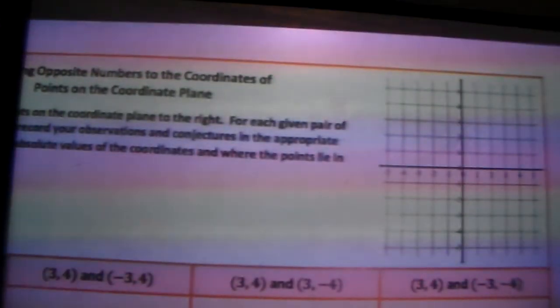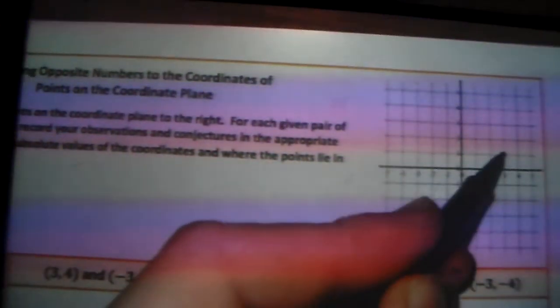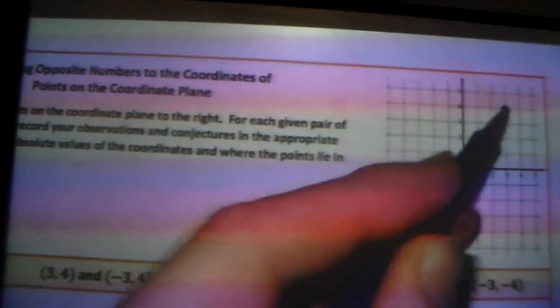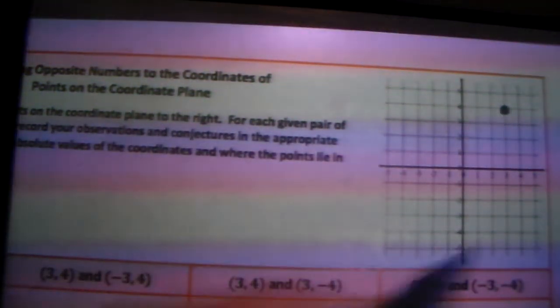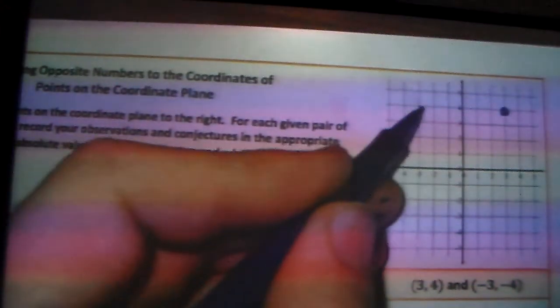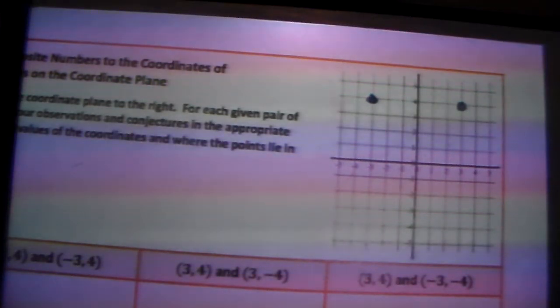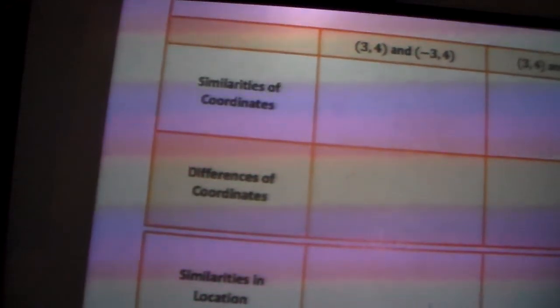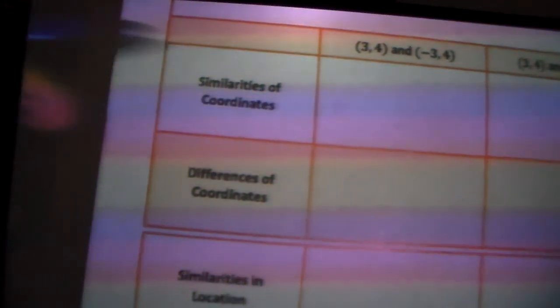Okay, so 3, 4, well that would be right 3, up 4: 1, 2, 3, 4. But then it also says negative 3, 4. So 1, 2, 3, still up 4. So there are my 2 points for this first left column. Now the first thing it asks me to do with these points is, how are the coordinates similar? So let's look at these coordinates. How are 3, 4 and negative 3, 4 similar? Well, which one do they have the same? They have the same y coordinate.